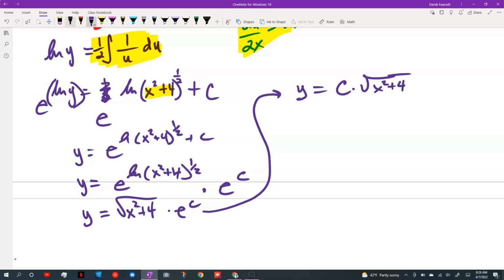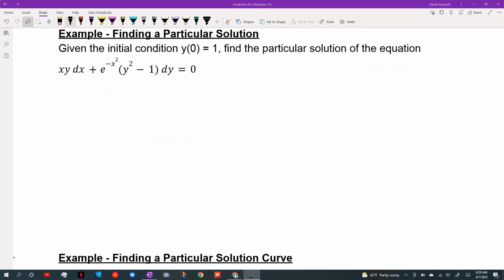Okay, that would be your final general solution. Now on this one, we are given an initial condition and asked to find the particular solution. So we're doing the same thing, only going one step further and plugging x and y in at the end to figure out what your c value is. Go ahead and try this one on your own.